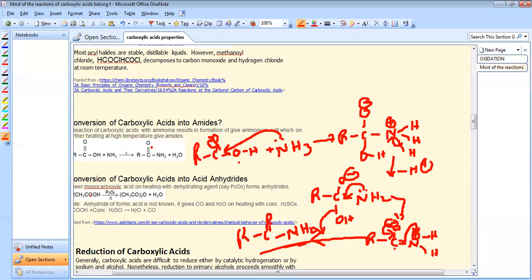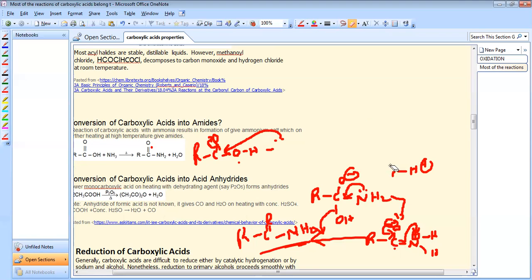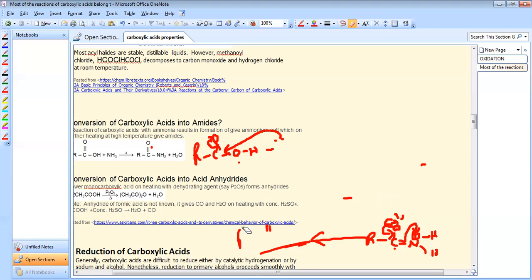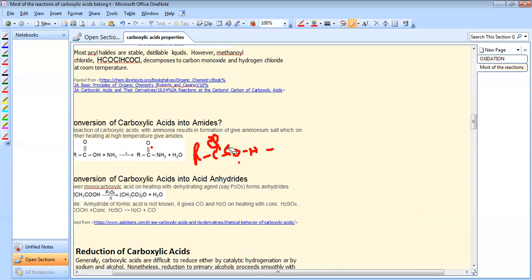Next one is formation of acetic anhydride. Here also the same type of reaction takes place. So what is anhydride? Anhydride is nothing but a species which on hydrolysis produces two acid molecules. I will show you the mechanism.